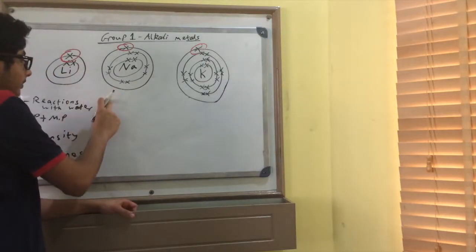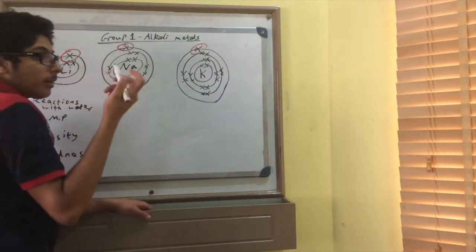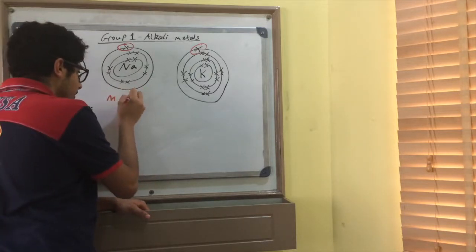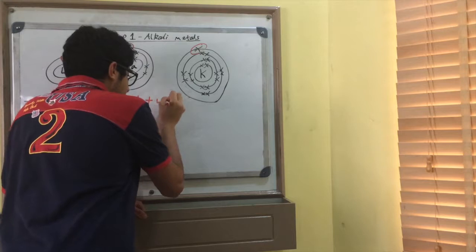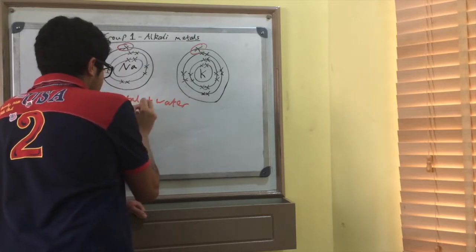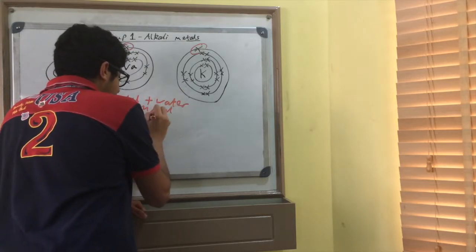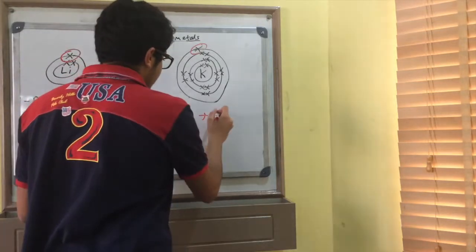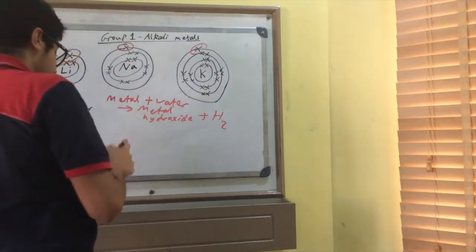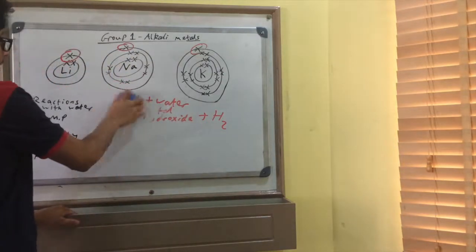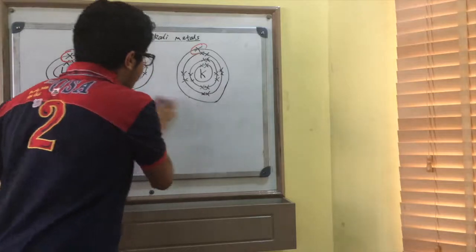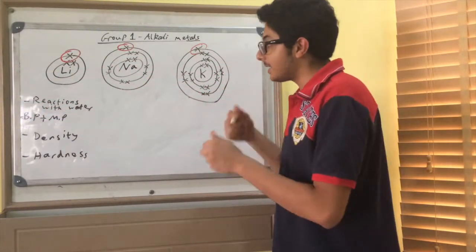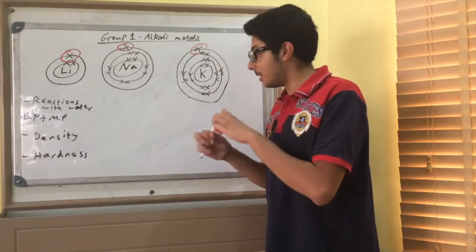They react vigorously with water. And they all react with water to produce a metal hydroxide and hydrogen. So the group 1 metal plus the water gives you a metal hydroxide, and this metal hydroxide is an alkali, and also hydrogen is produced. And you can tell that from the fizzing when they react with water. When they react with water, there's fizzing, and that's the hydrogen gas that's being produced.